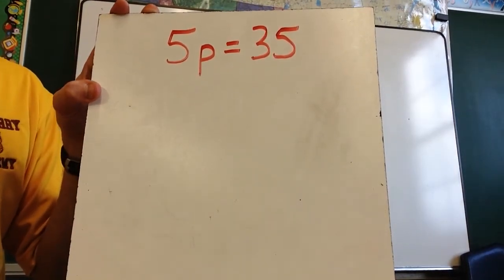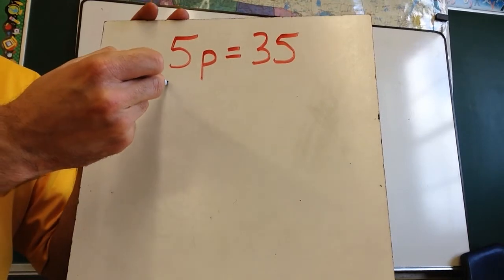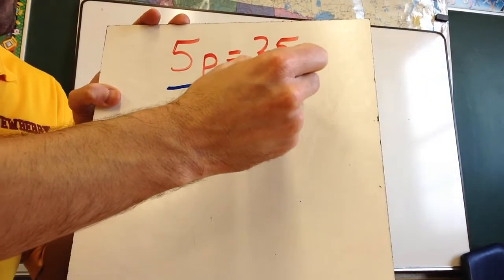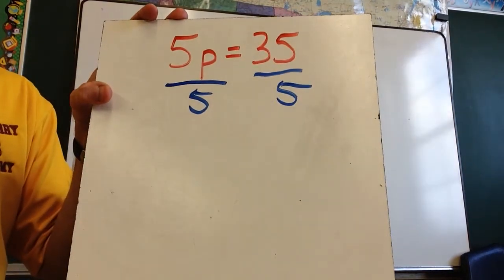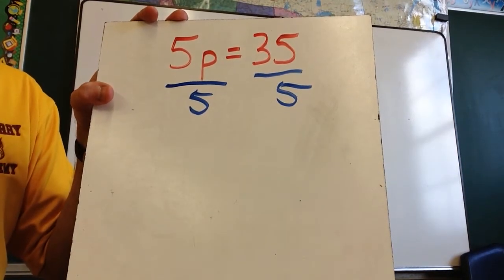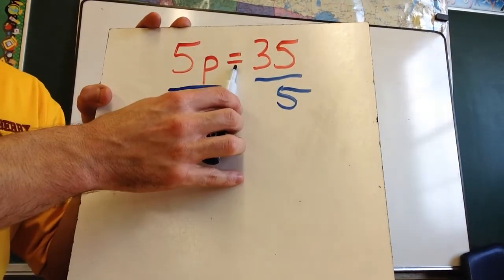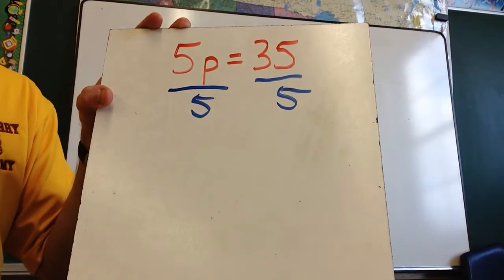So if I'm multiplying 5 times p, in order to isolate p I need to do the opposite. If I'm multiplying by 5, what I'm going to do to both sides is divide by 5. Keep in mind that it's really important that whatever you do to one side of the equation, you have to do to the other side. Otherwise it's going to throw off that balance. Remember, this means that they have to be equal, they have to be balanced.